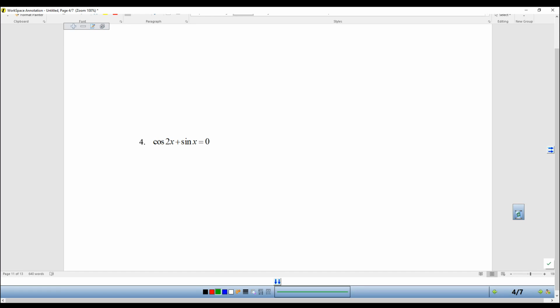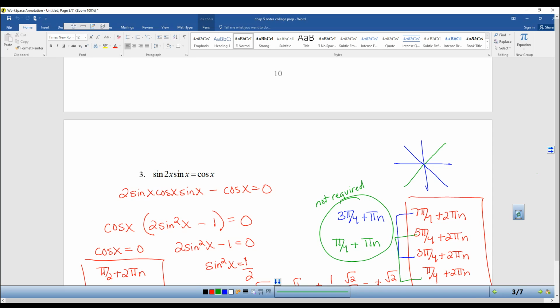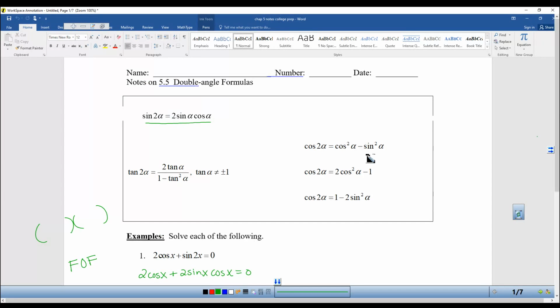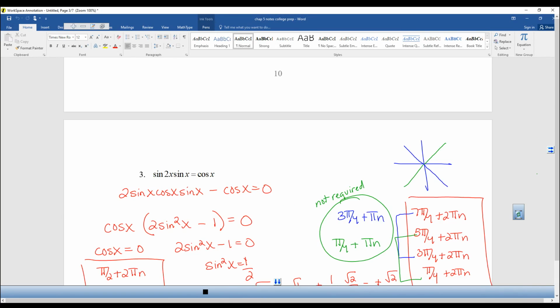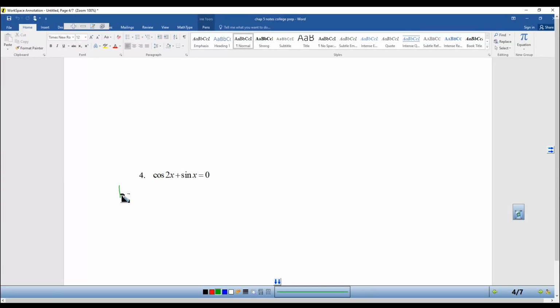I have 3 choices for cosine, and I have to figure out which one I want to use. Since I have a sine in my problem and not a cosine, I'm going to use this one, 1 minus 2 sine squared. 1 minus 2 sine squared x. That means the same thing as cosine of 2x. Plus sine of x is equal to 0.